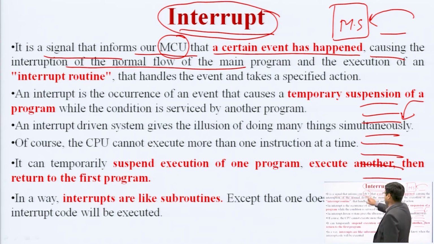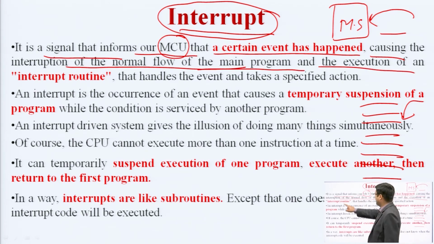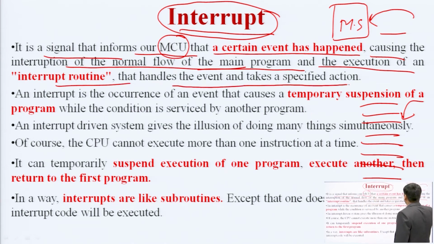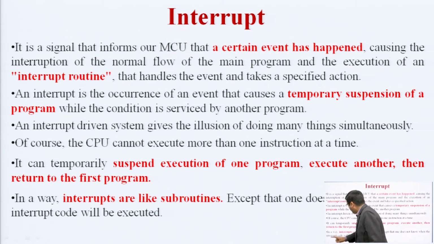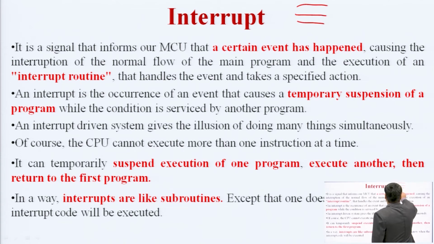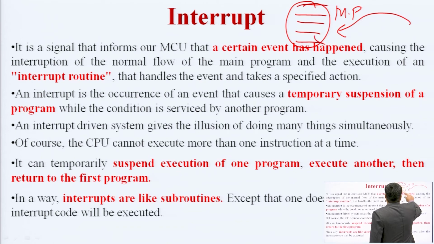It is an external signal. It will interrupt the normal flow of the main program, and the execution of an interrupt routine handles the event and takes a specified action. It means that if we are writing our main program and any interrupt occurs, what will happen? We will stop our main program and go to execute the particular interrupt, according to the ISR of the interrupt. We will discuss what is ISR in our further slides.